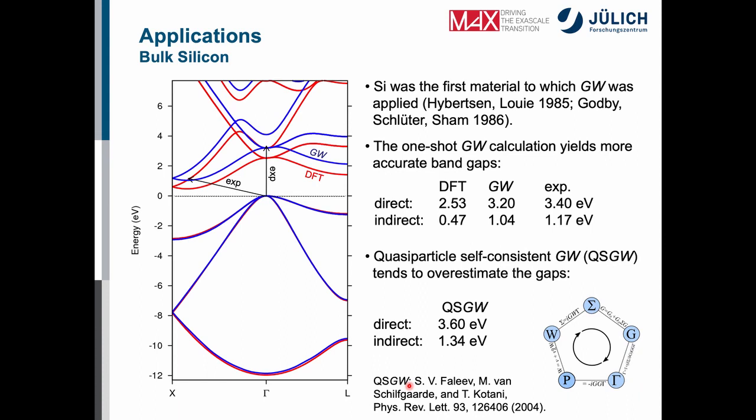QSGW can be understood as an iterative solution of Hedin's equations, but leaving out the complicated vertex function gamma. This causes some inconsistency in the theory, and as a result, the band gap values of silicon now overshoot. On the other hand, there are materials where QSGW is clearly more successful than one-shot GW.